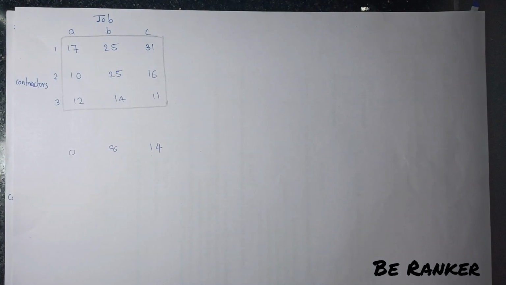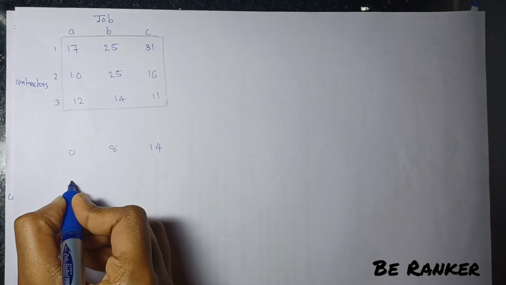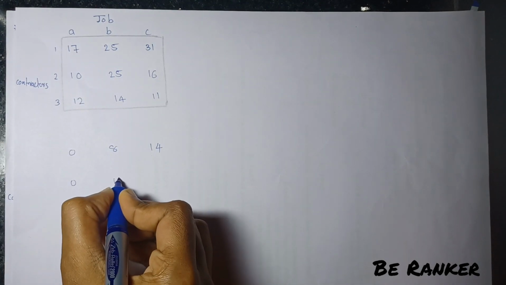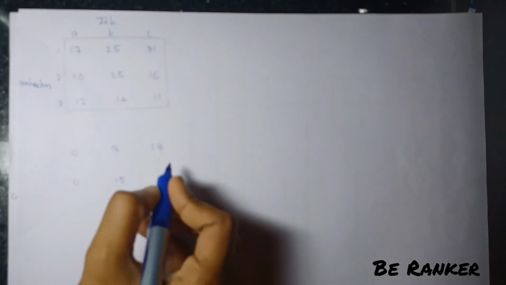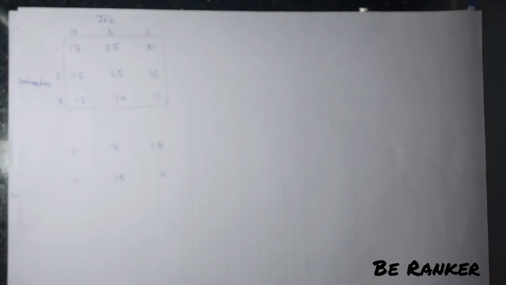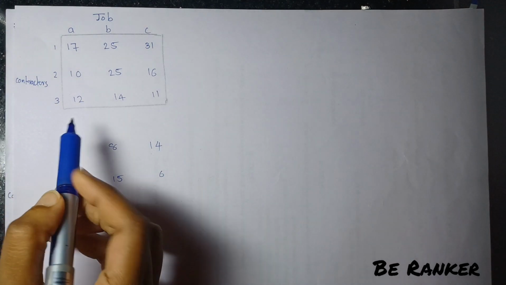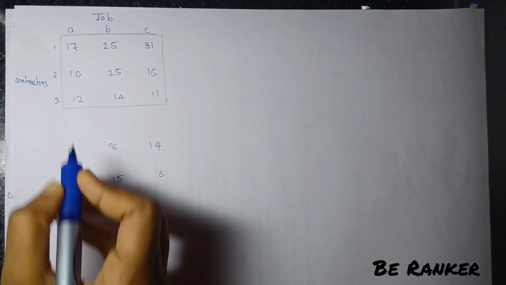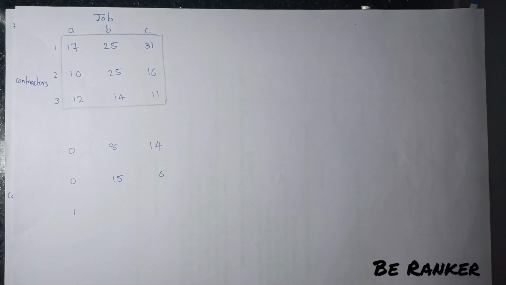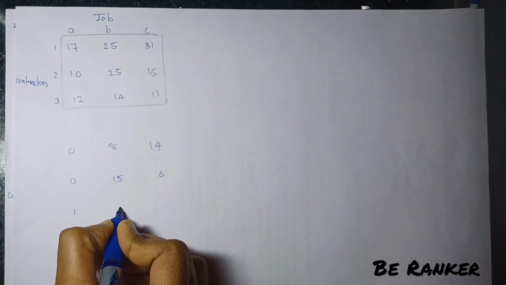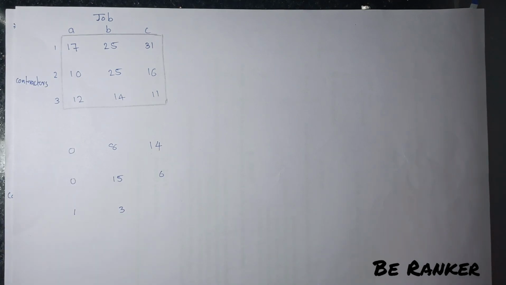In the second row, the smallest value is 10. So 10 minus 10 is 0, 25 minus 10 is 15, and 16 minus 10 is 6. In the third row, 11 is the minimum. So 12 minus 11 is 1, 14 minus 11 is 3, and 11 minus 11 is 0.